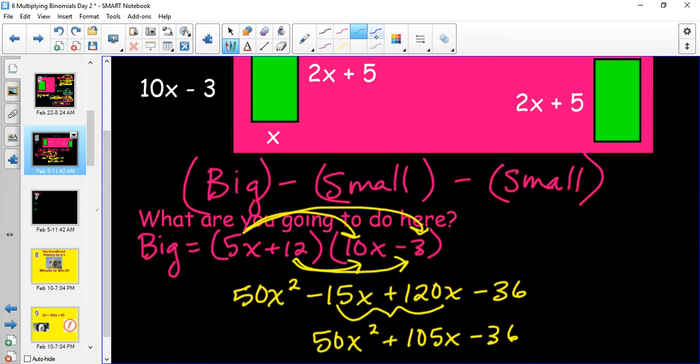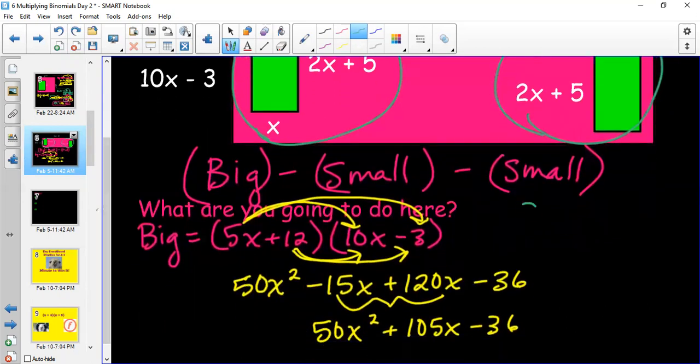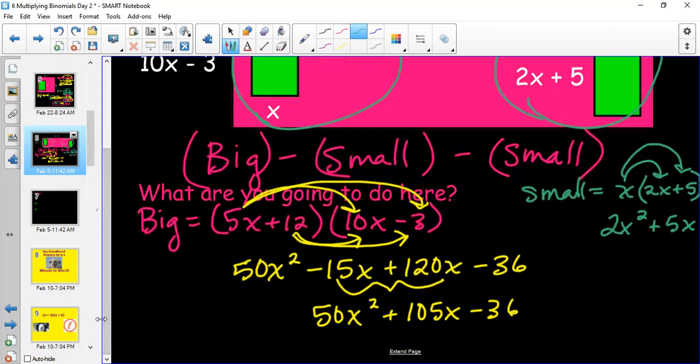Now I need to find our small, and notice both smalls were exactly the same. So we only have to really do it once. So our small was x times 2x plus 5. So distribute here. We get 2x squared plus 5x. All right, so we have to do big, and then I have to subtract my two small. Sorry, I accidentally quit sharing my screen.